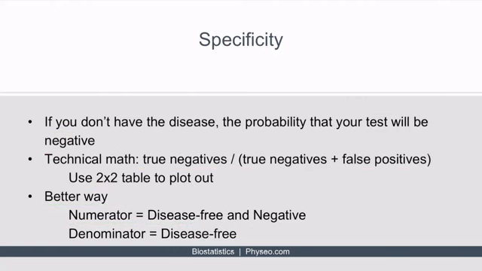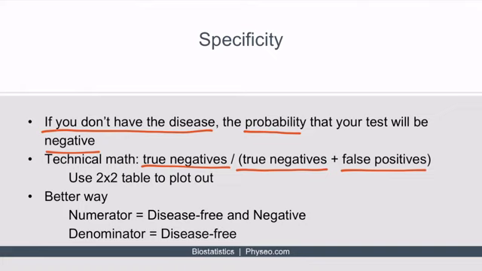Now for specificity, if you don't have the disease, specificity tells you the probability that your test will be negative. You calculate specificity by taking the true negatives and dividing that by the true negatives plus the false positives. And you do this by using a 2x2 table. A better or simpler way to find specificity is to look at the numerator as those that don't have the disease and test negative. And the denominator is simply those that do not have the disease, whether or not they have a positive or negative test.